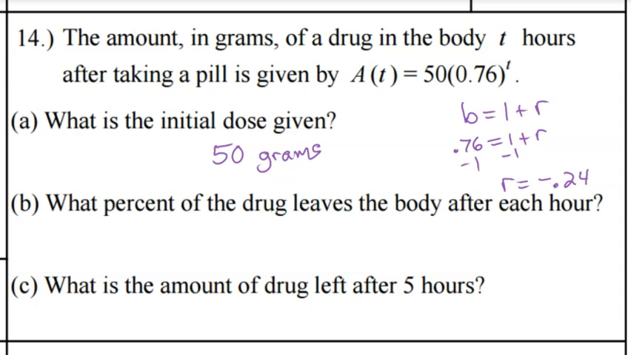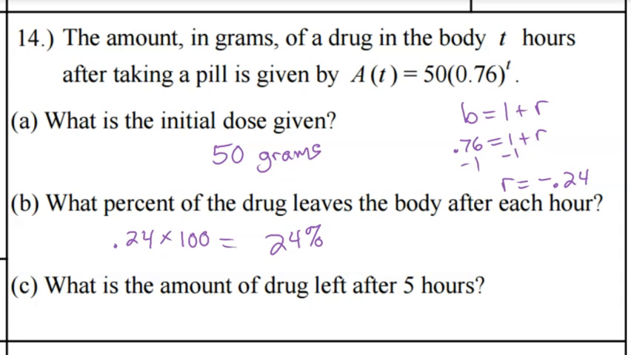Now the negative is irrelevant. That just refers to the fact that the drug is leaving the body. We really care about the 0.24. So R is 0.24, but it's asking for a percent, so we need to multiply the 0.24 times 100 to turn it into a percent. That gives us 24%. So the percent of the drug that leaves the body after each hour is 24%.